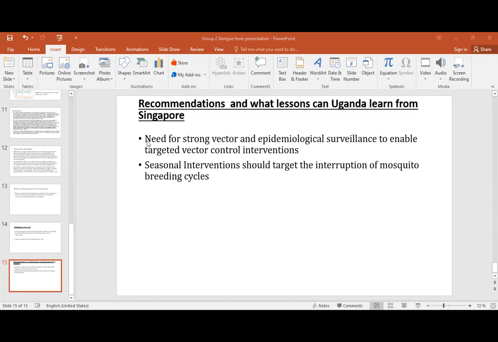So our recommendations were there is need for strong vector and epidemiological surveillance to enable targeted vector control interventions, and seasonal interventions should target the interruption of mosquito breeding cycles. Yeah, that's it from my group.